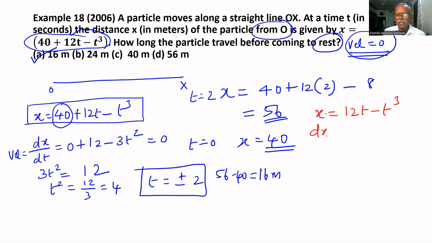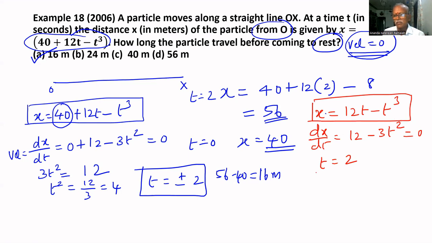Here, what is dx by dt? Equal to 12 minus 3t square. Rest means equal to 0. Therefore, t equal to 2. For the new equation, t equal to 2. If you substitute t equal to 2, what will you get? x equal to 12 multiplied by 2 minus t cube, which is 8. That is 24 minus 8, equal to 16. We got 16. For this equation, 16 is correct.